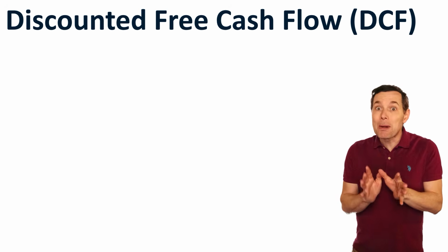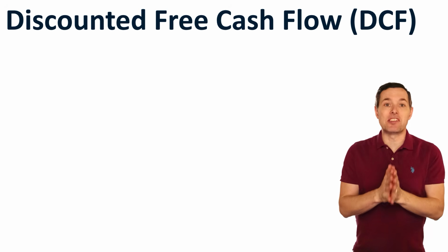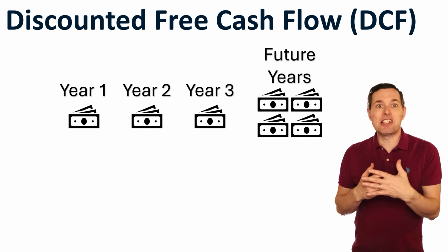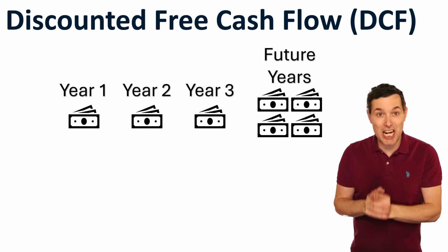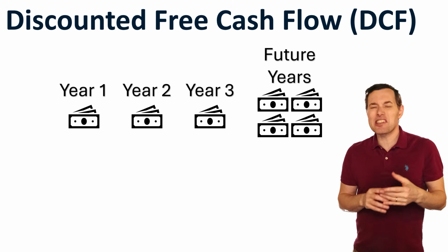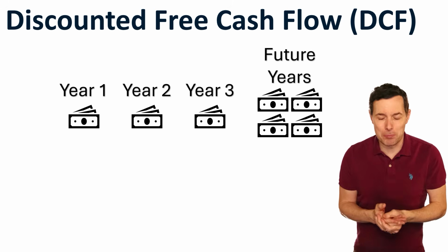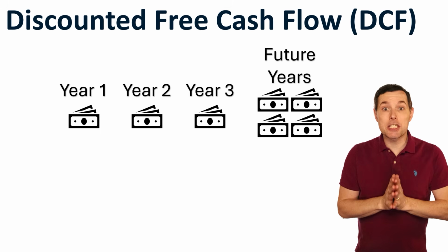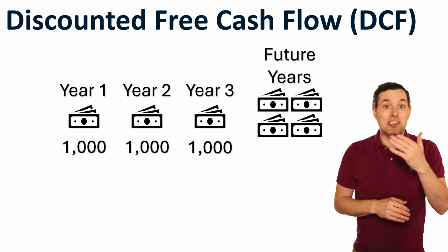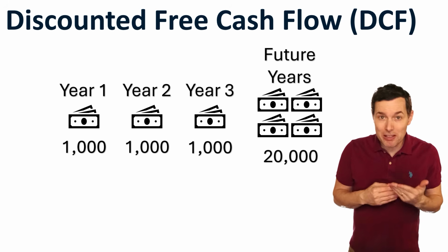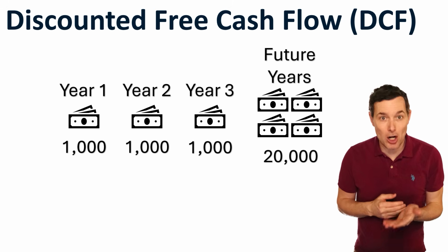So now, at the most basic level, here's the concept of discounted free cash flow. The idea is that the value of any business or investment is the present value of all future cash flows. To illustrate this, let's use a bond as an example. A bond will typically have predetermined cash payments. So let's imagine we're going to get $1,000 each year for the next 3 years. And then our terminal value is going to be $20,000.